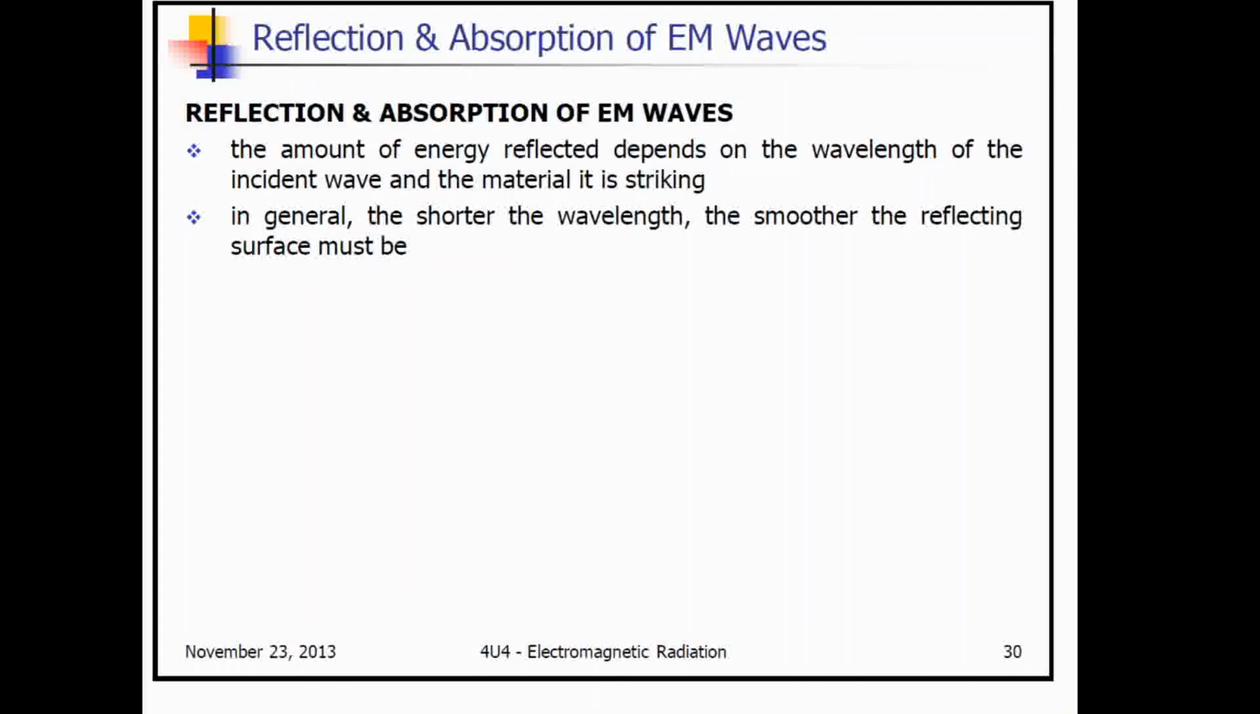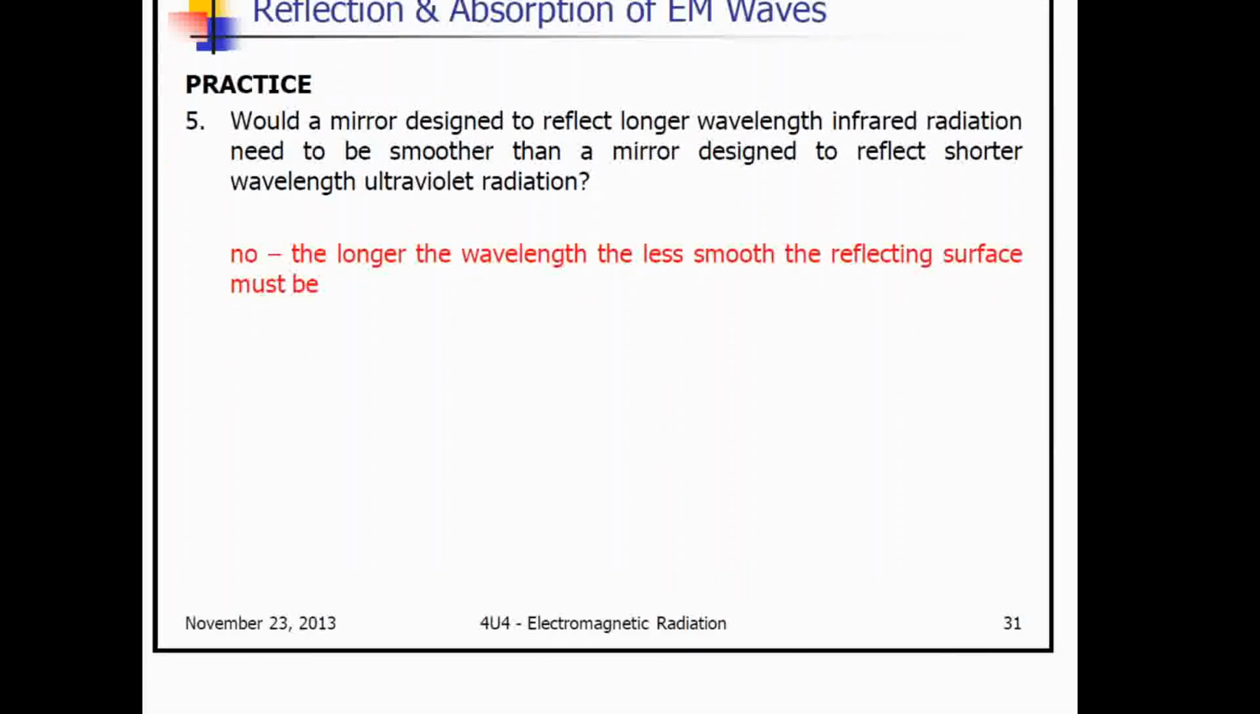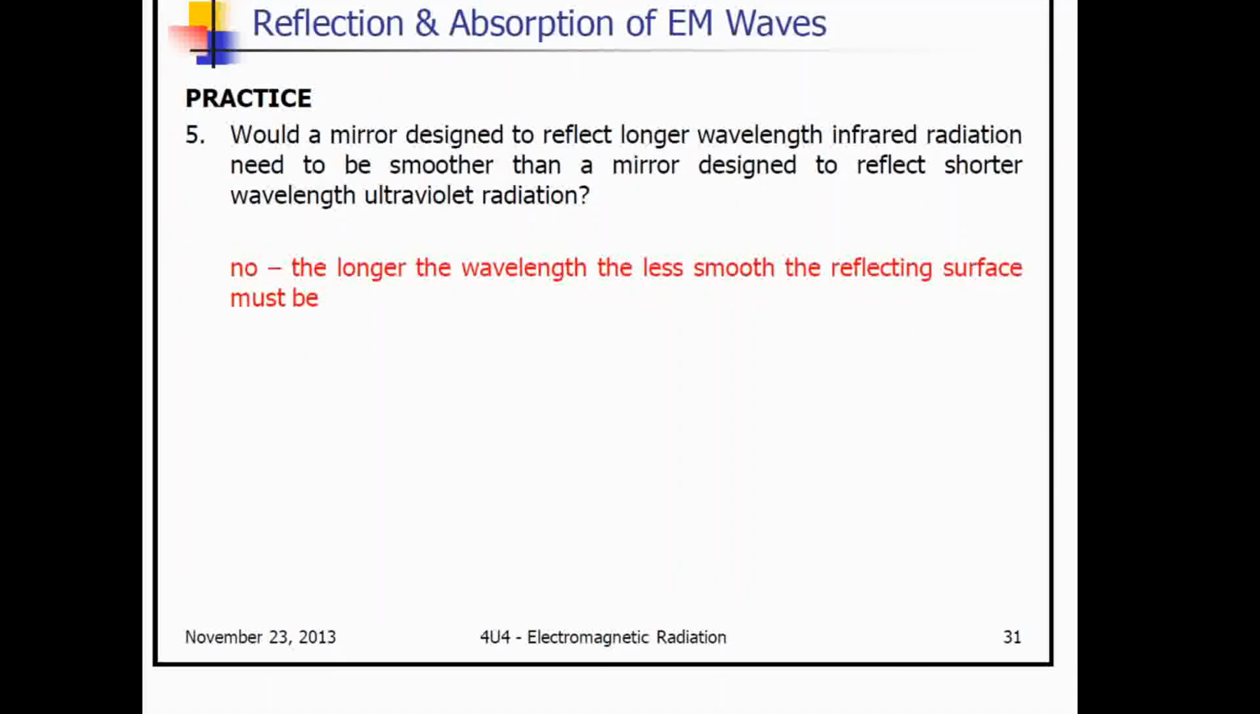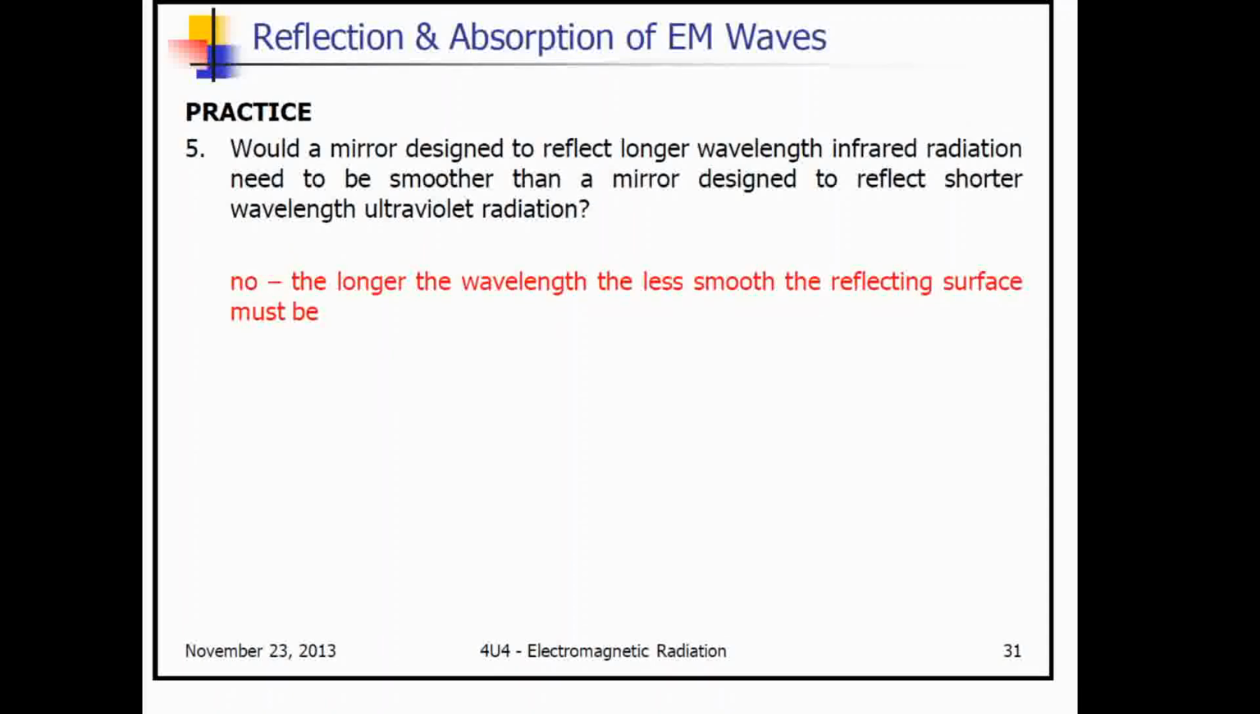So the amount of energy reflected depends on the wavelength of the incident wave and the material it is striking. In general, the shorter the wavelength, the smoother the reflecting surface must be. This question says, would a mirror designed to reflect longer wavelength infrared radiation need to be smoother than a mirror designed to reflect shorter wavelength ultraviolet radiation?